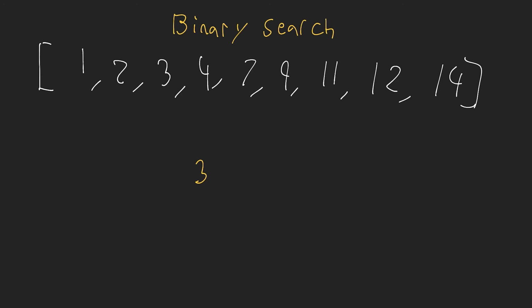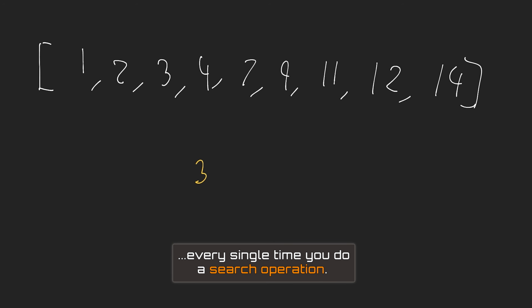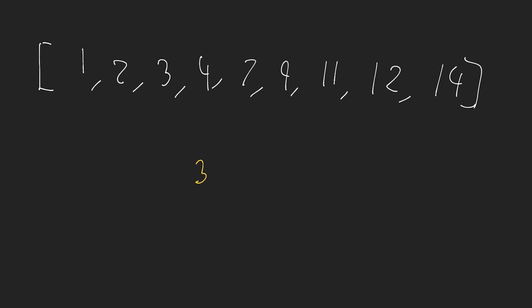Now, the reason it's called binary search is because you are essentially splitting the problem in two, or halving the size of the array that you need to search through every single time you do a search operation. The reason for that is that since we know this is sorted, I can either look to the left or to the right of any individual element, and I can narrow down my search quite quickly. Let me show you what I mean here.